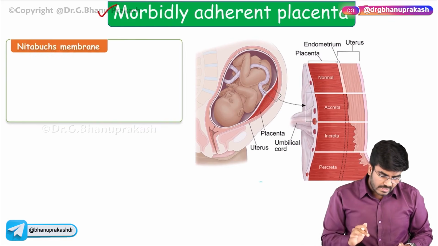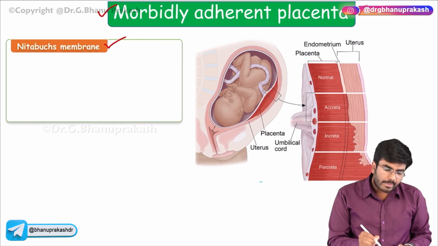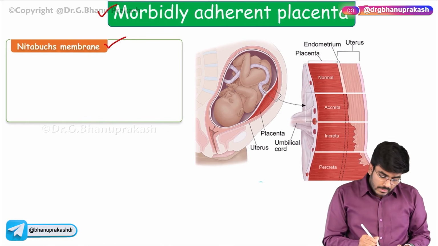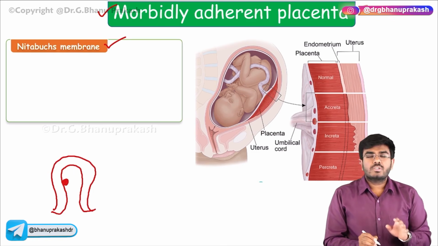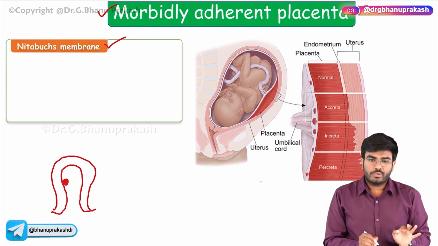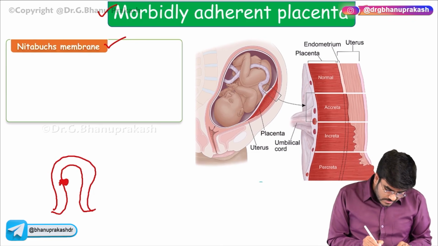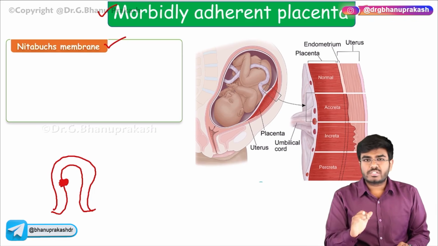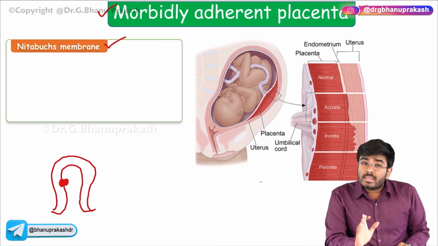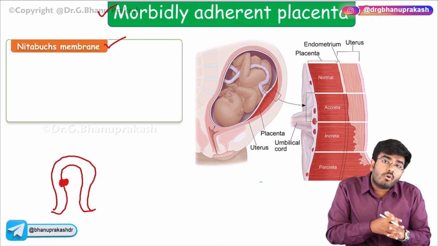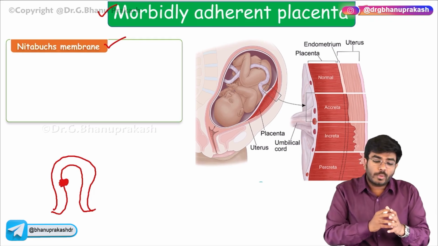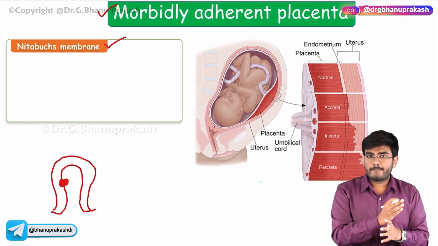Now, let's see some basic points. What exactly is this Nitabuch's membrane? Guys, for example, if this is the uterus, let me tell you some basic point. If this is the uterus, this is the embryo, blastocyst. This blastocyst should undergo implantation. We know that the blastocyst, with the help of syncytiotrophoblasts, should undergo implantation into the decidua. The blastocyst should not go too deep into the wall of the uterus. It should not go into the myometrium or the perimetrium.